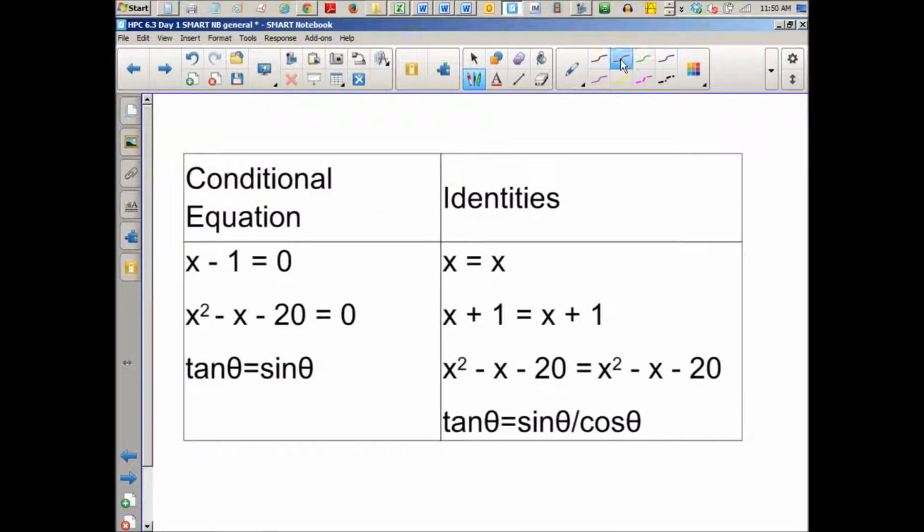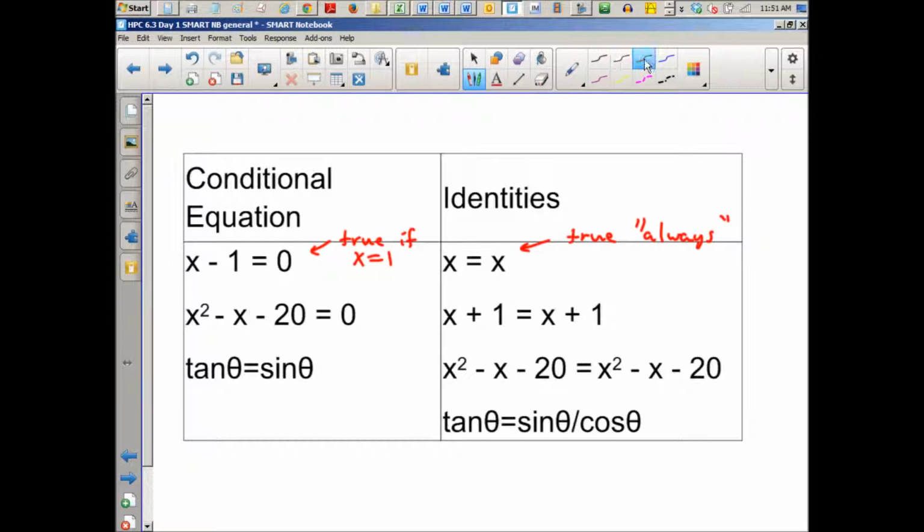For example, this first equation right here, this is true if x is 1. This is true if x is 1. It is not true always, right? On the other hand, this is true always. What do I mean by always? It means it doesn't matter what x is. If x is 0, it's true. If x is 1, it's true. If x is 1,000, it's true.